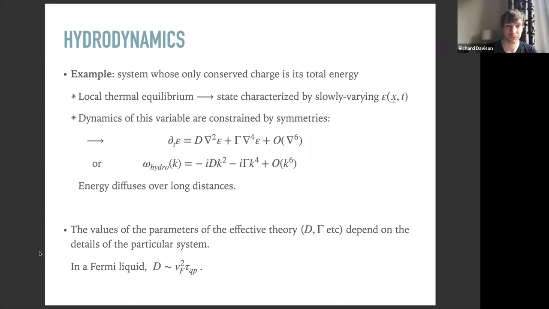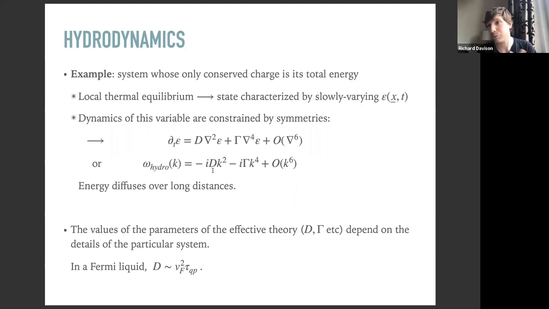Okay. So this is obviously quite helpful, but it doesn't really tell us everything we want to know. It doesn't tell us anything about what happens outside the hydrodynamic limit, or even when the hydrodynamic limit is really valid, quantitatively. And furthermore, even within the hydrodynamic limit, it doesn't tell us what the actual values of these parameters in the effective theory are. So for some given system with some given microscopics, what is the value of D? How quickly does energy diffuse? Hydro doesn't tell us that.